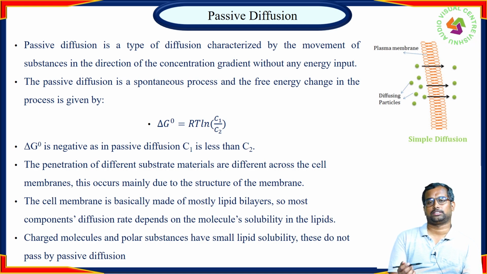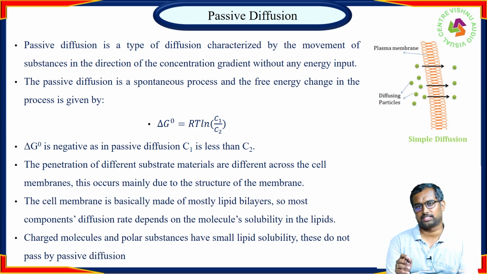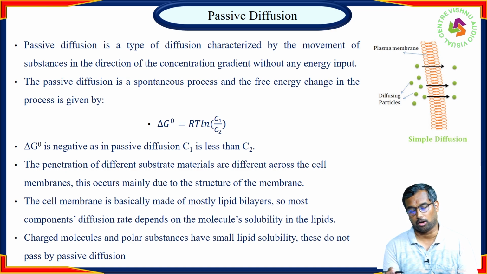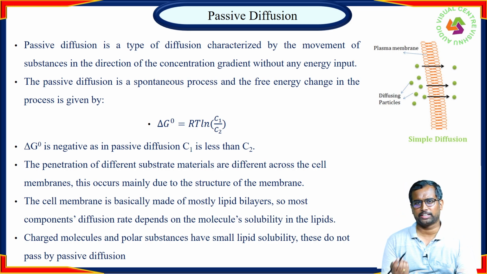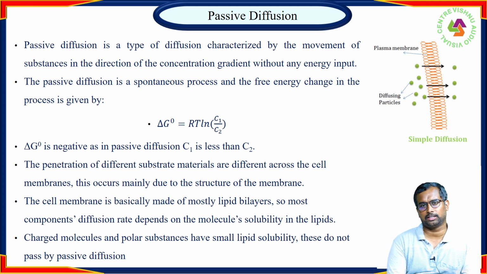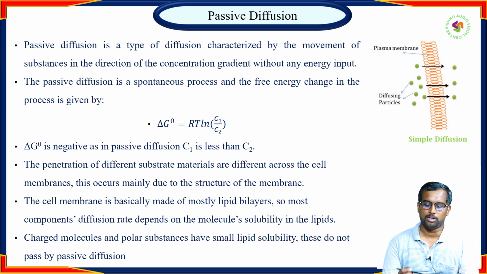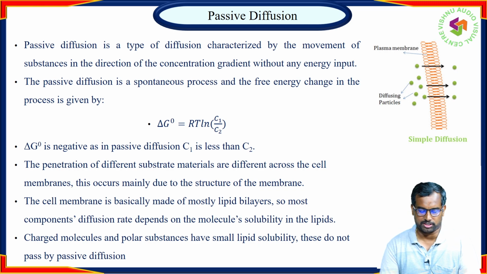To consider here, C1 is the initial concentration of the particle or molecule inside the cell as against C2, which is the concentration of the molecule inside the cell after the process has completed. For example, if the particles move from the exterior of the cell to the interior of the cell, then the concentration within the cell will increase after a particular time period. That is the reason we have C1, the initial concentration, that is less than C2, which is the final concentration.